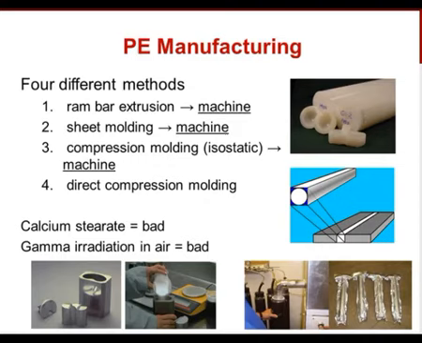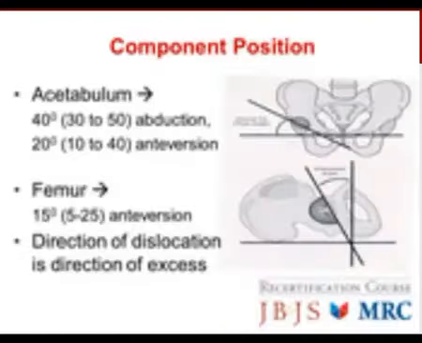Calcium stearate, which is an industrial lubricant, was added to polyethylene. This turns out to be a bad idea. Gamma radiation and air is also a bad idea when it comes to polyethylene manufacturing. The irradiation process needs to be done in an inert environment to avoid oxidation.